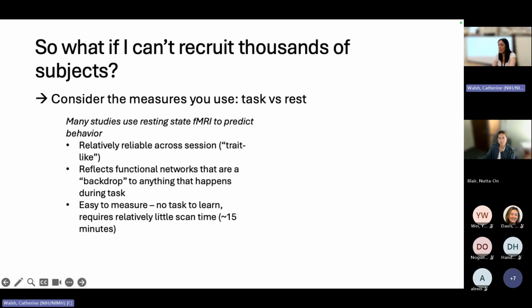They're relatively easy to measure. There's no task to learn. They require relatively little scan time, just about 15 minutes. And many big open data sets use this. So if you're just looking for data online, a lot of data sets have this.